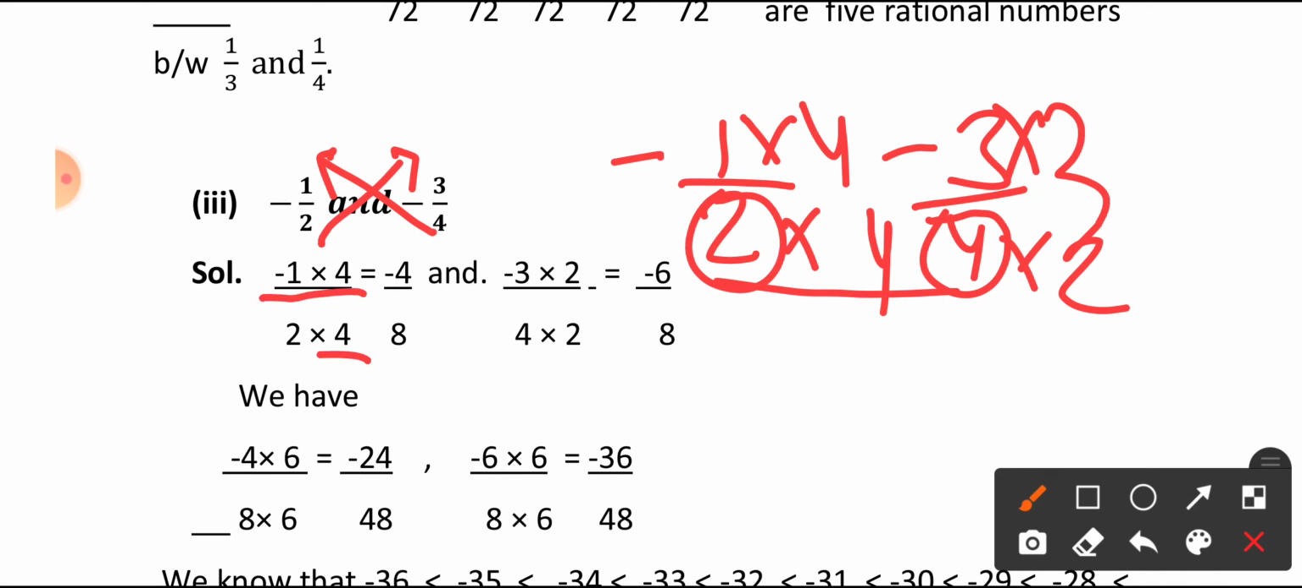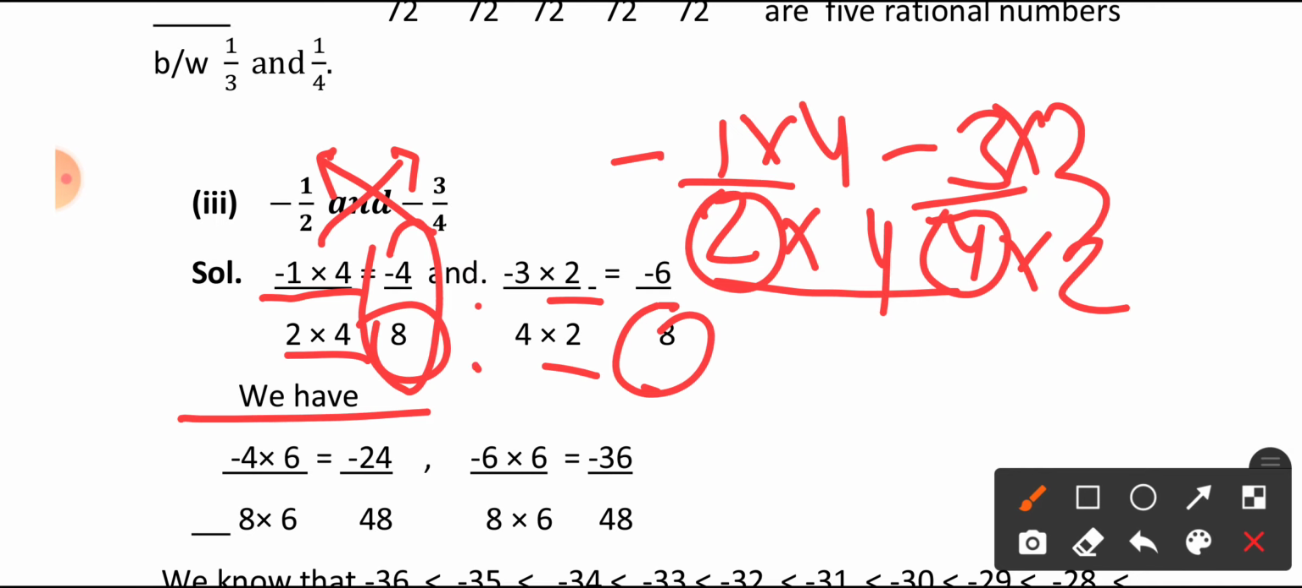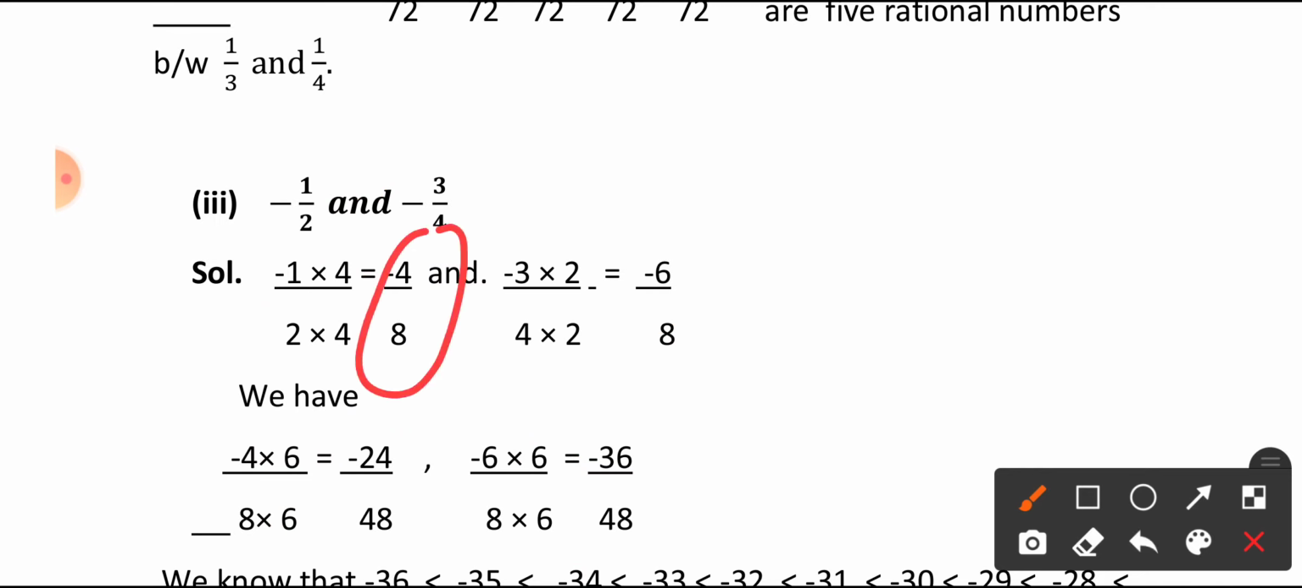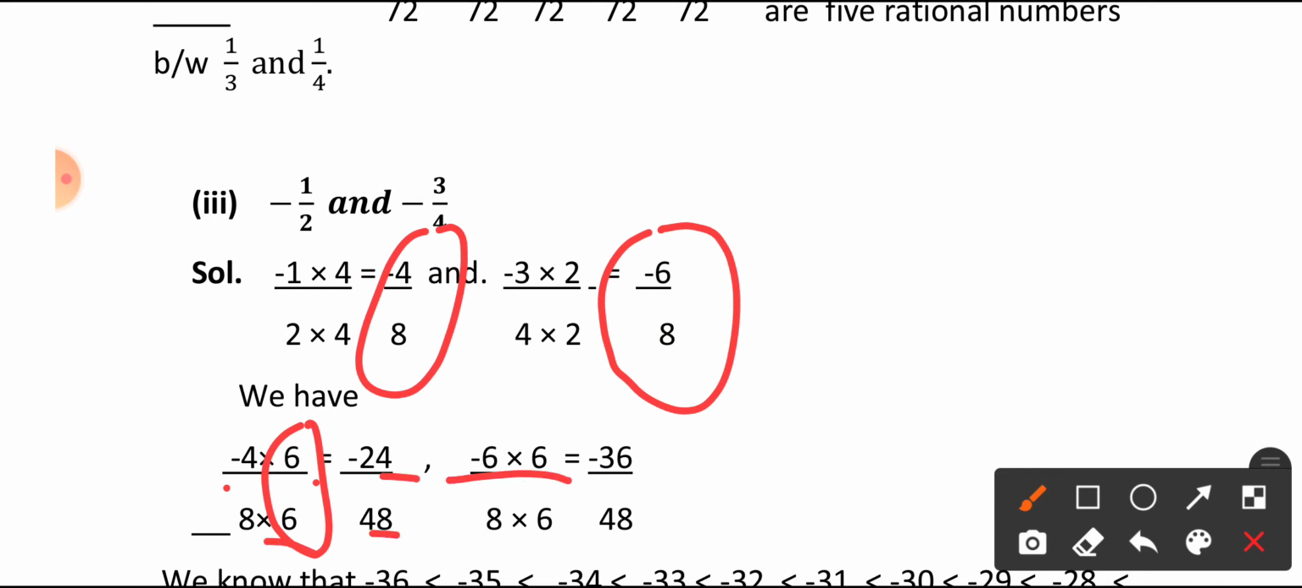So -1 into 4 and 2 into 4. So it will be -4 by 8. And 3 will be multiplied by 2 in both numerator and denominator. So it will be -6 upon 8. So now we can see that the denominators are the same. After this we have to find how many rational numbers? 5 rational numbers. So we will multiply by 6 in both -4 by 8 and -6 by 8. So -4 6s are -24, 8 6s are 48. Then -6 into 6 is -36, and again 8 6s are 48.